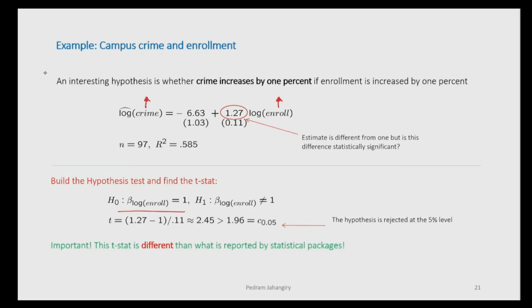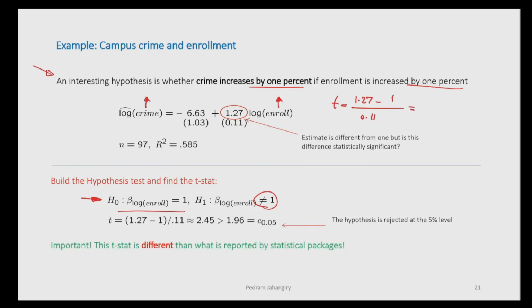So let's read through it. An interesting hypothesis is whether crime increases by 1% if enrollment is increased by 1%. You want to test if that's the case in the entire population. How do you do that? Let's construct the t-stat. 1.27 minus what? The population parameter under the null, which is 1, divided by the standard error, 0.11. This is our hypothesis, and it's two-tailed since the alternative is not equal to 1.